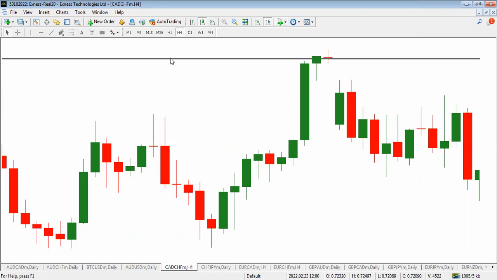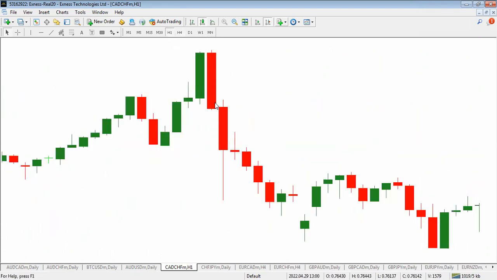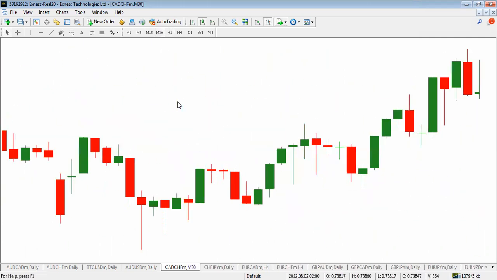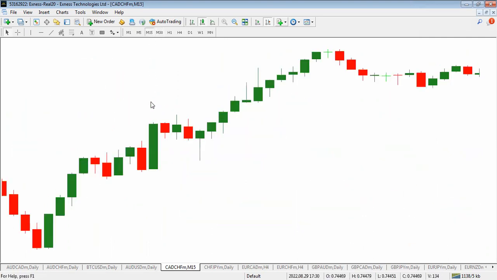H4 represents four hours. H1 represents one hour, so every candle is formed after one hour. Even on your phones, if you rotate them, you can use them. I will explain this to you during the MT5 settings. You see, every candle is formed after a certain number of minutes. I'm on the 30 minutes chart, and on the 15 minutes chart every candle is formed after 15 minutes.